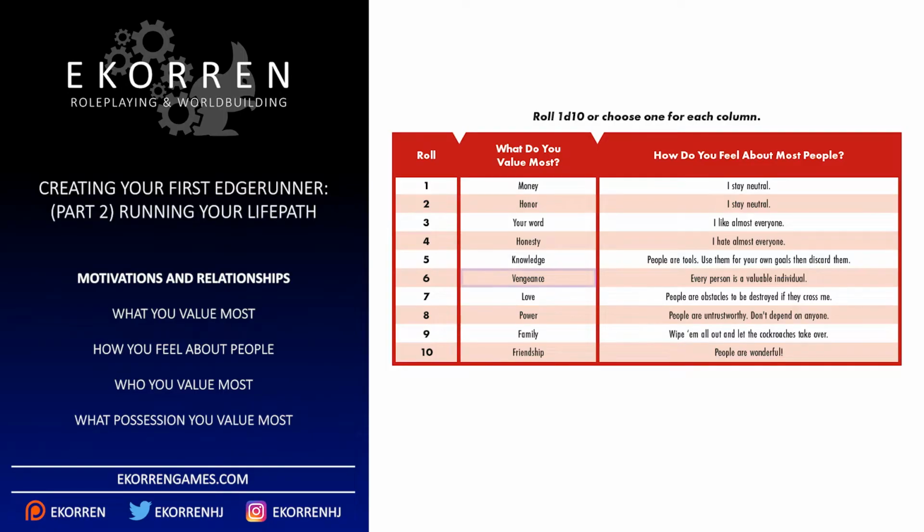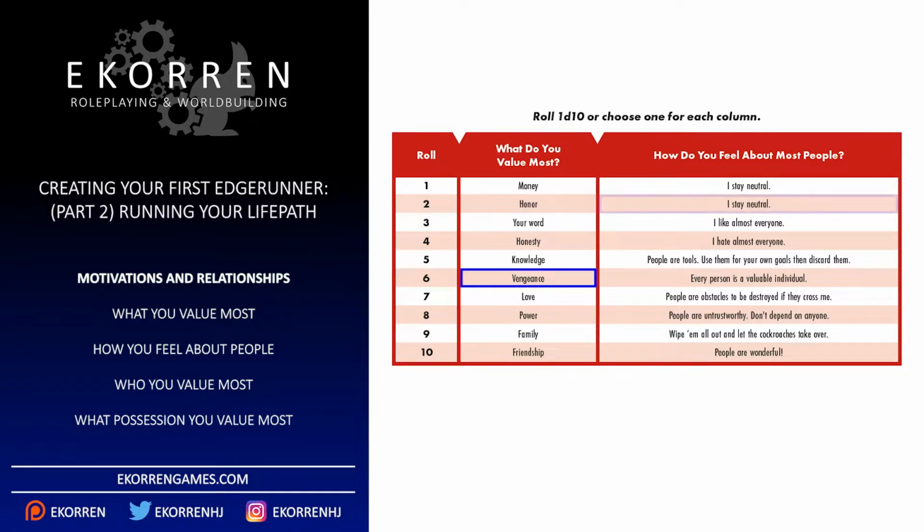Now we're going to generate motivations and relationships. This is divided into what you value most, how you feel about most people, who you value most, and what possession you value most. As for what Mithra values most, I rolled a 6 for vengeance.